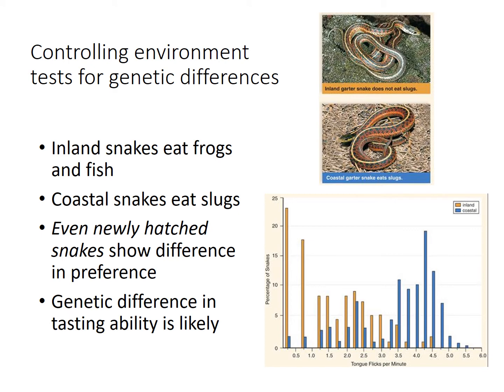So by controlling for the environment, in this case just looking at animals that hadn't really had any experience with their environment, we were able to see that the difference in behavior was likely due to genetic differences because we had two treatment groups that had different genetics.